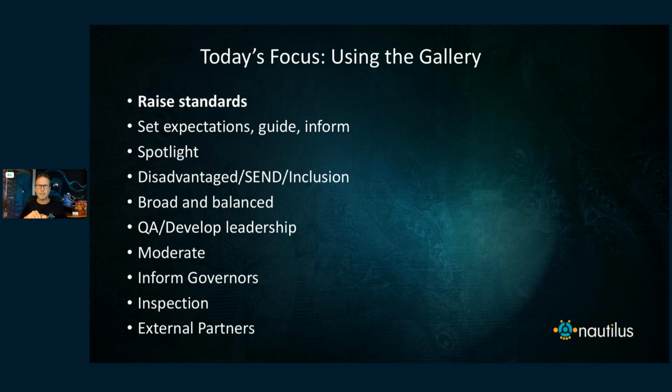Well, we could set the expectations. We're going to take a little look at how we can do that, and moderate and guide and inform just by bringing up samples of work. We're going to think about how we can spotlight attributes and key areas. We'll think about disadvantaged, SEND and inclusion, and those kinds of frames.